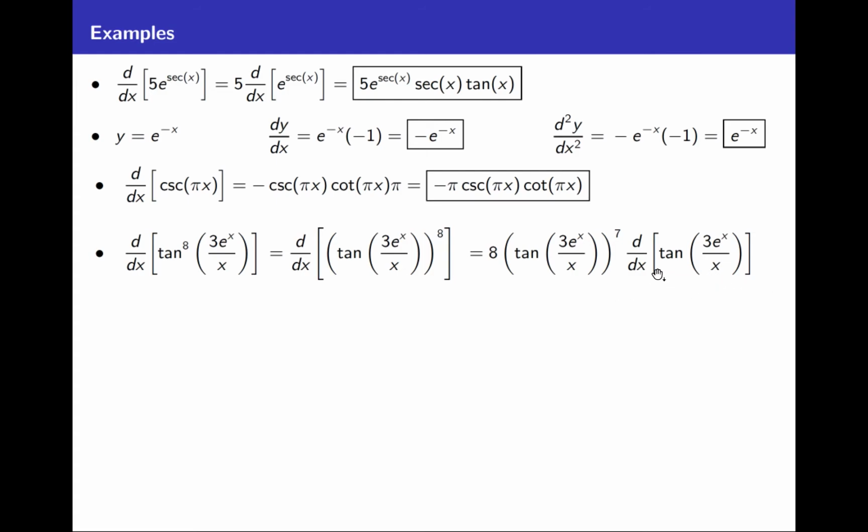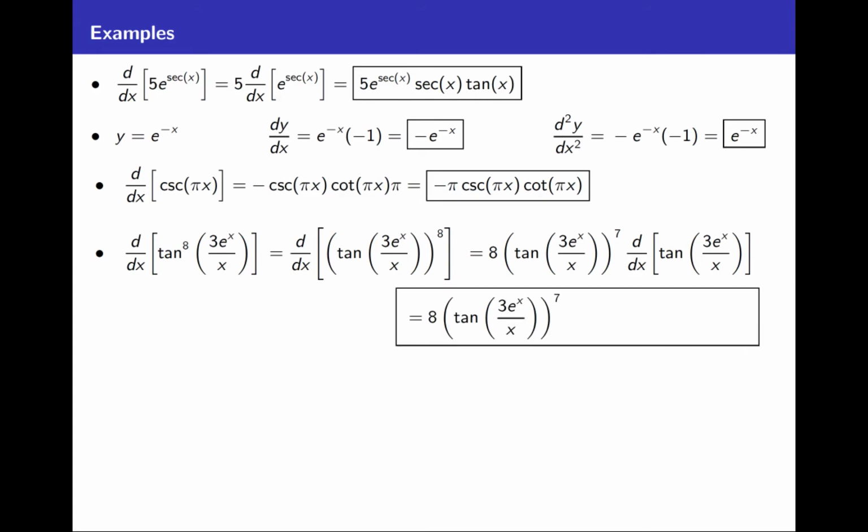But we're not done yet because we have to take the derivative of tangent of 3e to the x over x. And this derivative that we have to take, notice that's a composition. It's tangent of a g of x. So we have to use the chain rule to find that derivative. So let's work this out. First of all, let's bring down the 8 times tangent of 3e to the x over x to the power of 7. Just bring that down. Now we work out this derivative.